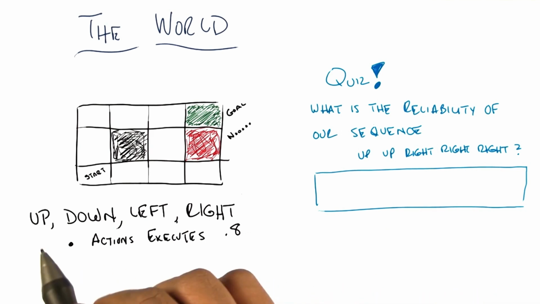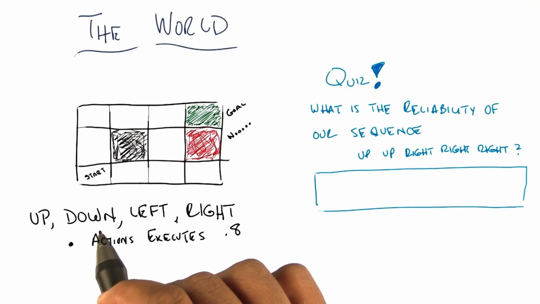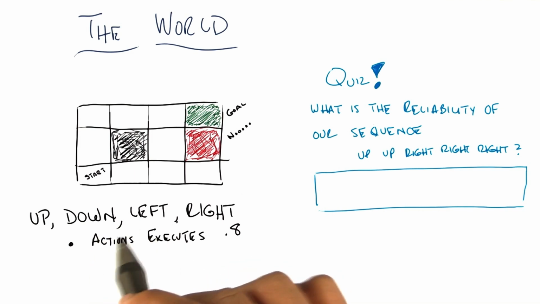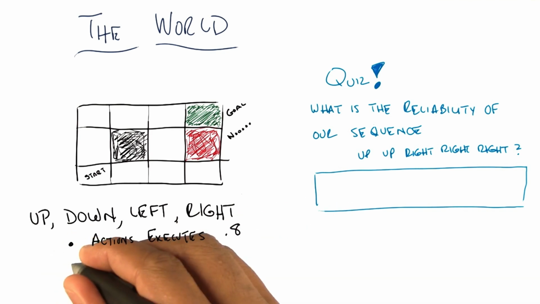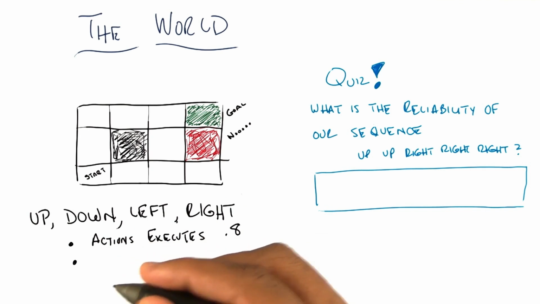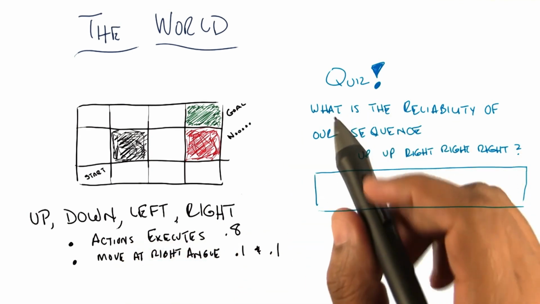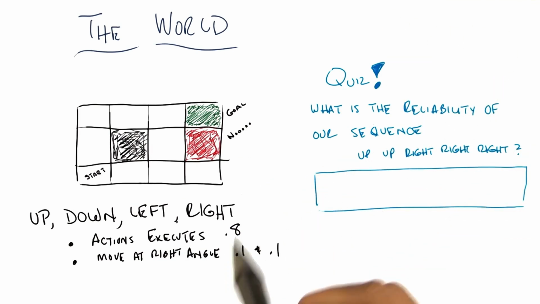So 80% of the time, if you go up, it goes up, assuming you can go up. If you say down, it goes down, assuming you can. Left, it goes left. Right, it goes right. Got it? Yeah. Now, 20% of the time, the action you take actually causes you to move at a right angle. Of course, there are 2 different right angles you could go to. If you go up, you could go either left or right at a right angle. And so that 20% gets distributed uniformly. Okay? Does that make sense?